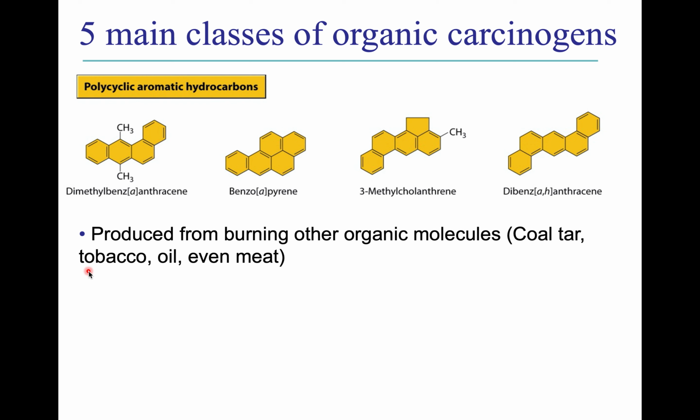this is the PAHs, or the polycyclic aromatic hydrocarbons. You can see a few examples here. They all have these multi-ring structures. But again, these are chemicals that are going to be produced basically from burning any organic material, whether it be tobacco leaves or meat.